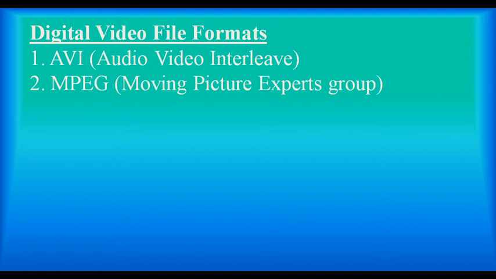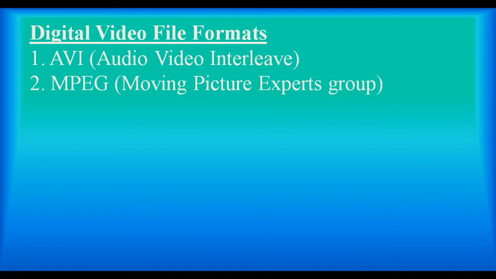This is specially designed for Windows, and in the AVI format the video and audio have to be combined together in a chunk format. So next one is MPEG, Moving Picture Experts Group. It is a standard for generating digital video and audio compression under the International Organization for Standardization, which means ISO. MPEG is the ISO standard file format, and it has different varieties.